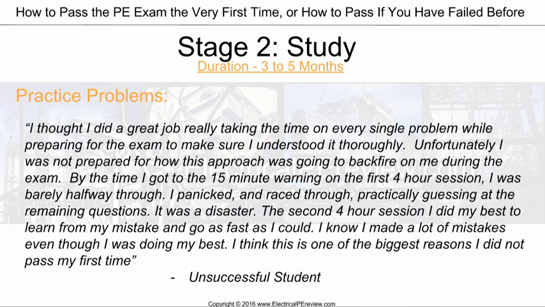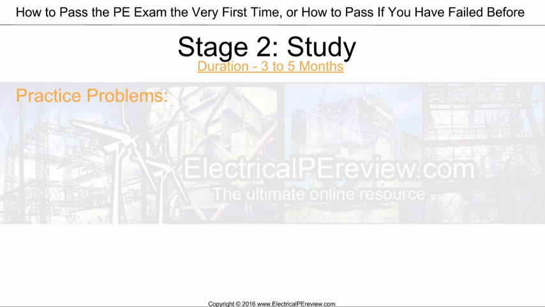Unfortunately, I was not prepared for how this approach was going to backfire on me during the exam. By the time I got to the 15-minute warning on the first 4-hour session, I was barely halfway through. I panicked. I raced through, practically guessing at the remaining questions. It was a disaster. The second 4-hour session, I did my best to learn from my mistake and go as fast as I could, but I know I made a lot of mistakes, even though I was doing my best. I think this is one of the biggest reasons I did not pass my first time, says the unsuccessful student.